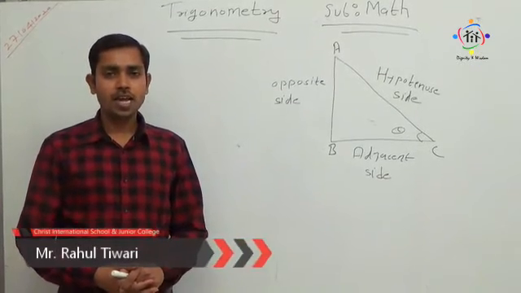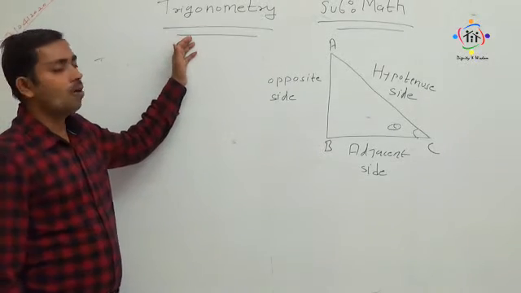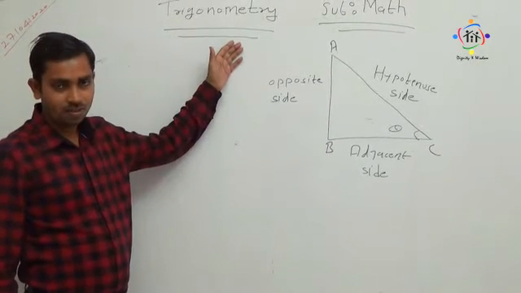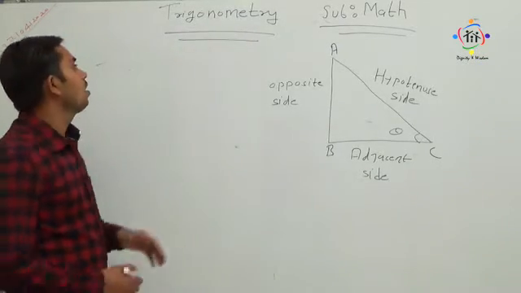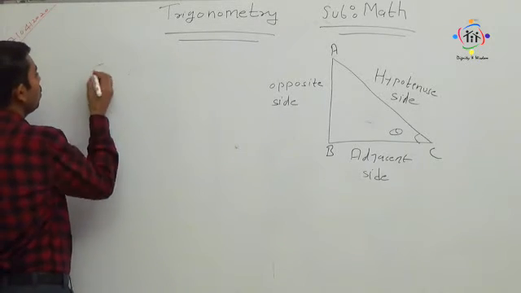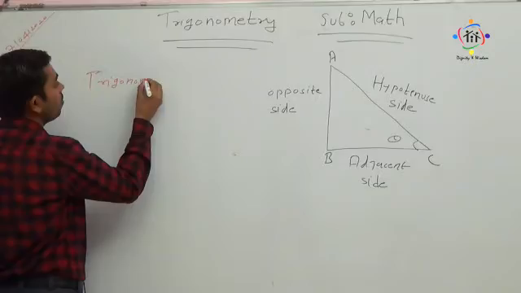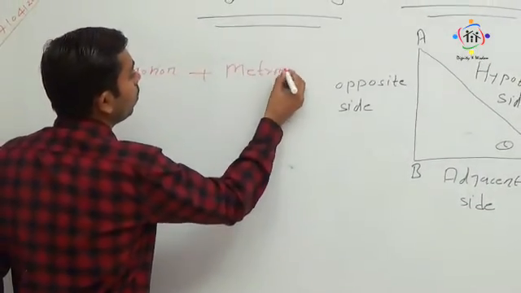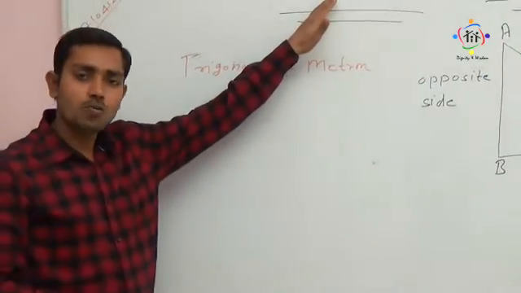Now, today I am going to talk about the topic trigonometry. It is a branch of mathematics. This word is derived from a Greek word. It is a combination of two words, trigonal plus metron. So my dear students, it is derived from Greek words.